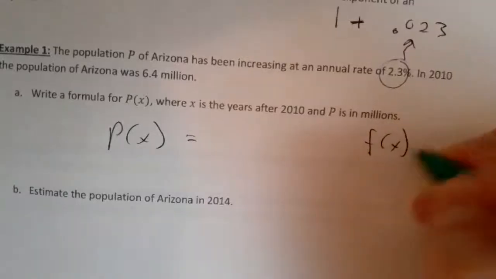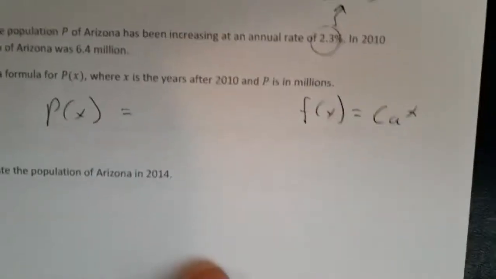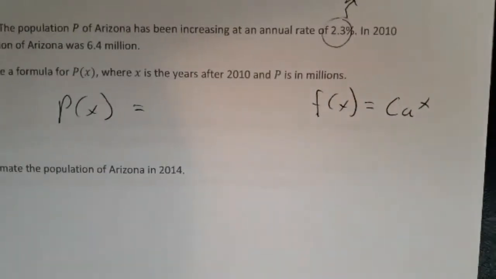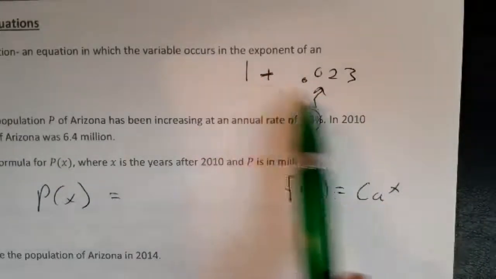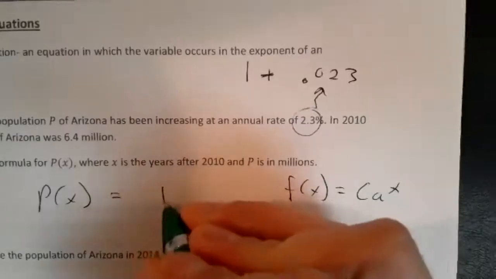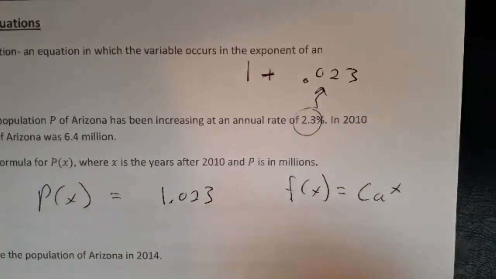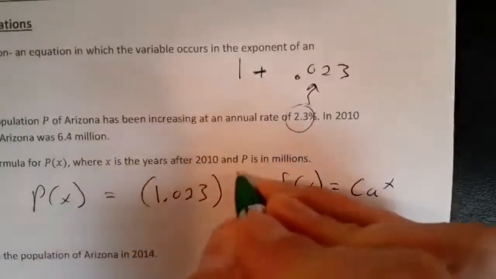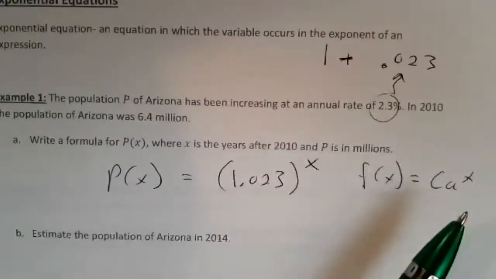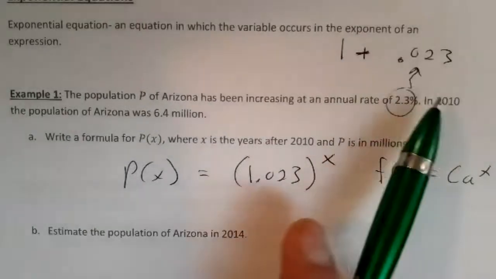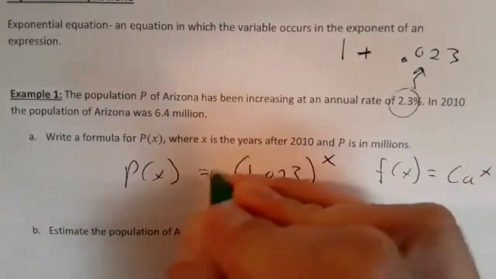let me try to remember what variables they had. Was it C times A to the X, I believe, how they define things? Yeah. So if we want to know our A, our increase, the increase is going to be the 1 plus the 0.023. Each time it's going to increase by 102.3%. So this is the A, the amount of increase. The C was the initial starting amount, and I think it gives us that in the problem. In 2010, the amount that it started with was 6.4 million.